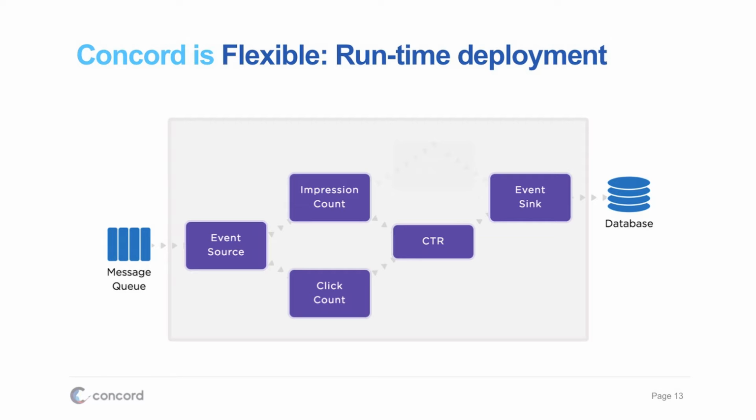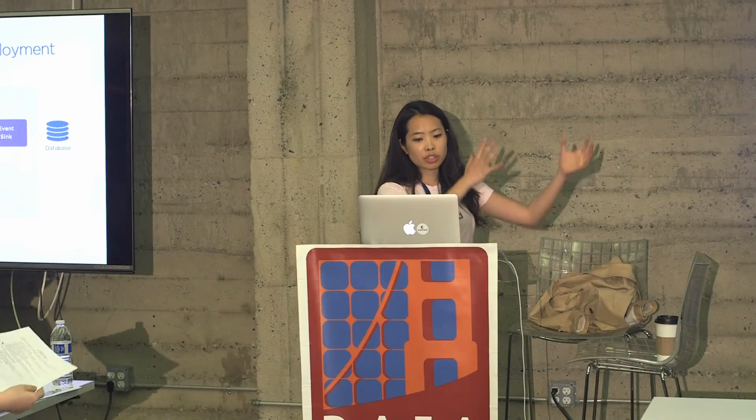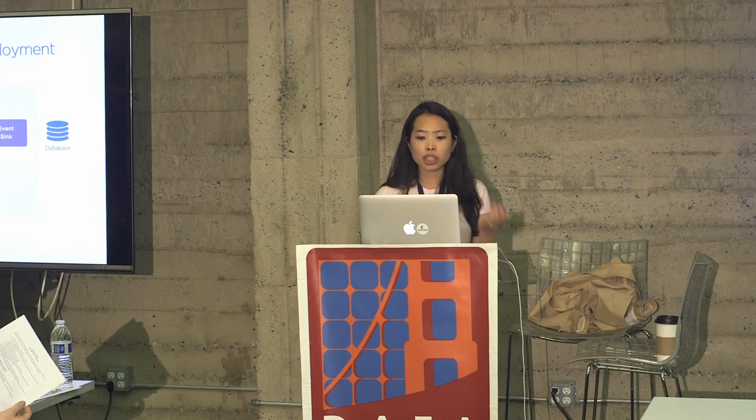So this is a simplified version of what an ad network would do, or a publisher would do. There's a bunch of raw events coming in, impressions and clicks.